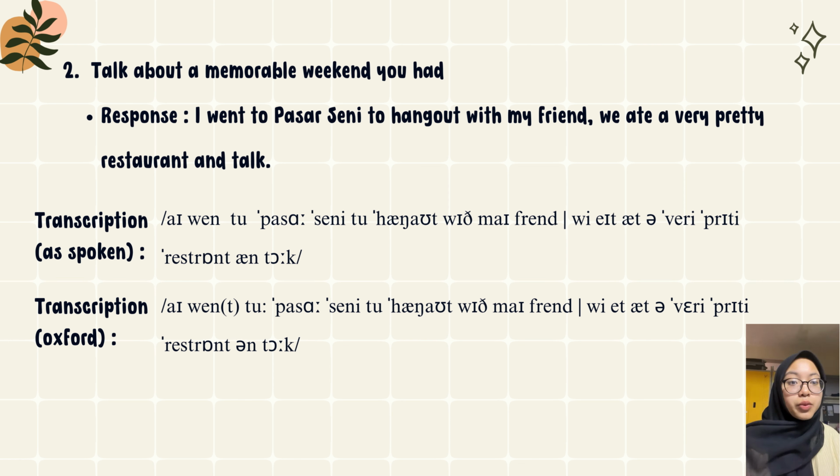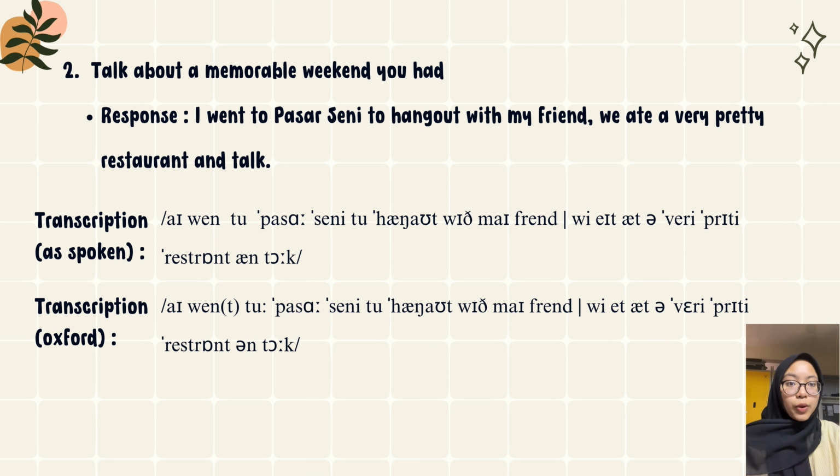Second, in the word "restaurant", the schwa in the middle syllable was omitted, so it became "rest-rant" instead of "restaurant". Finally, in the phrase "and talk", the word "and" again showed elision, becoming "an' talk" instead of "and talk". So this example includes both consonant and vowel elision.